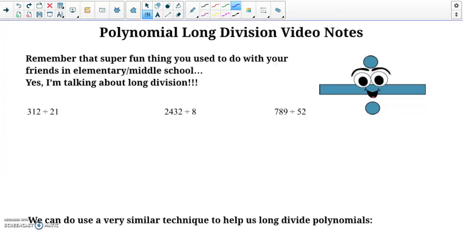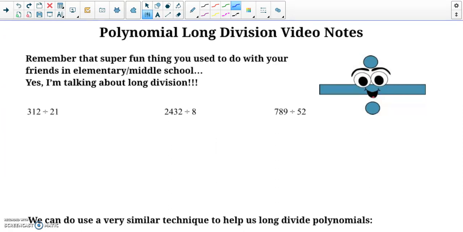So you remember that super fun thing you used to do with your friends back in elementary or middle school? Long division. Super fun. We're going to do something related to that today, because we are going to talk about how to divide polynomials. And the way we're going to do it is using long division. That's really similar to that long division you did back with numbers in elementary or middle school.